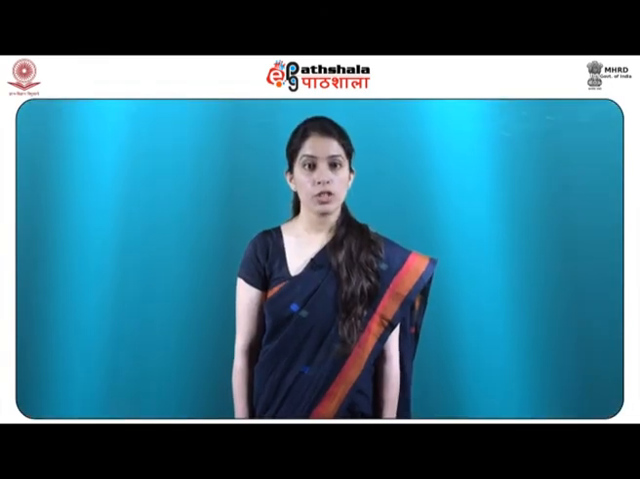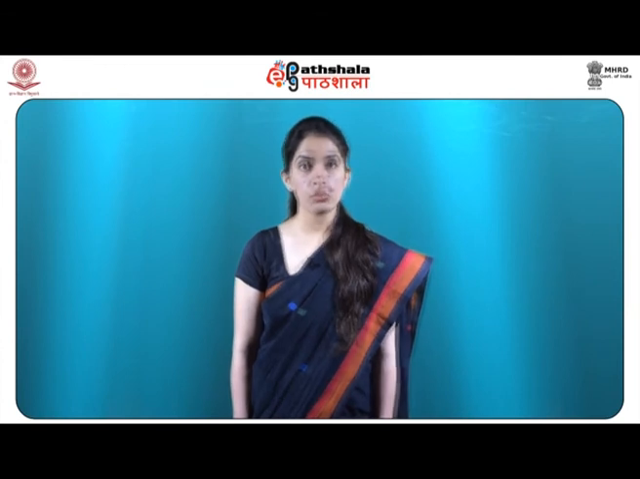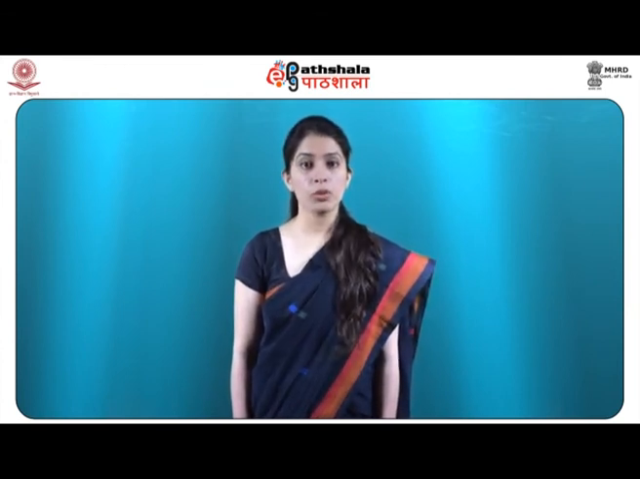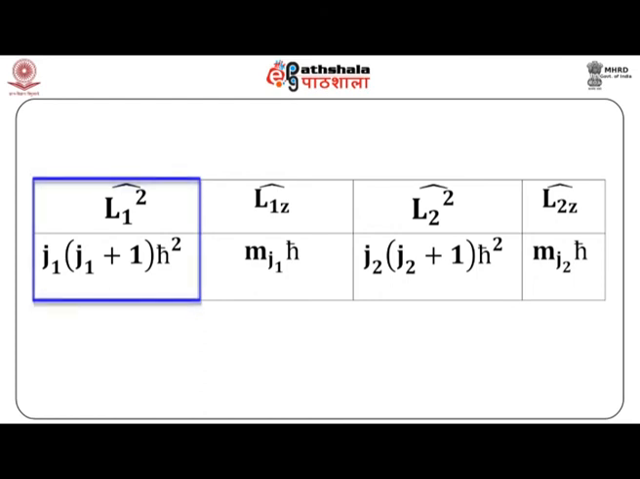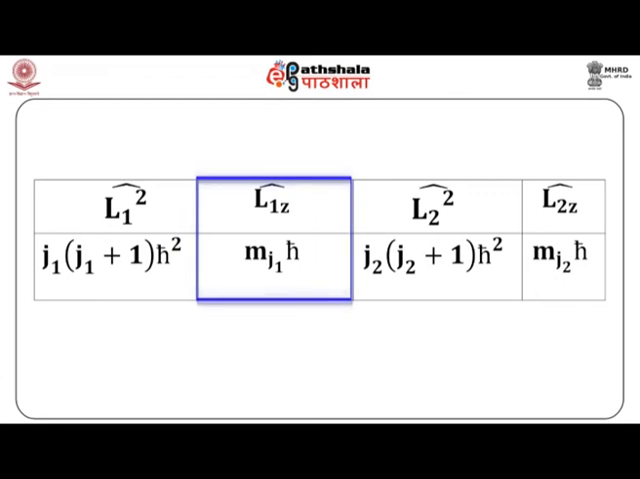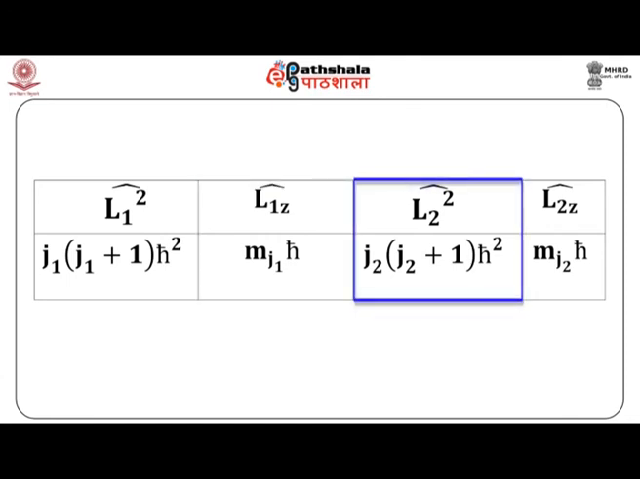Now the functions |j1, m_j1⟩ and |j2, m_j2⟩ are the eigenfunctions of the commuting operators with the following eigenvalues. For L1², the eigenvalues are j1(j1+1)ħ². For the L1z component, the eigenvalues are m_j1 ħ. For L2², the eigenvalues are j2(j2+1)ħ². The eigenvalues of the L2z component are given by m_j2 ħ.